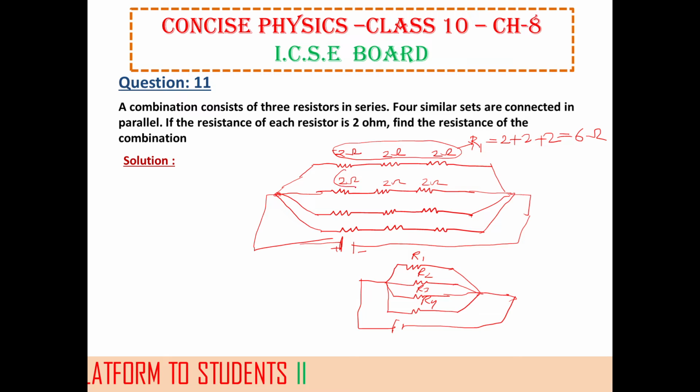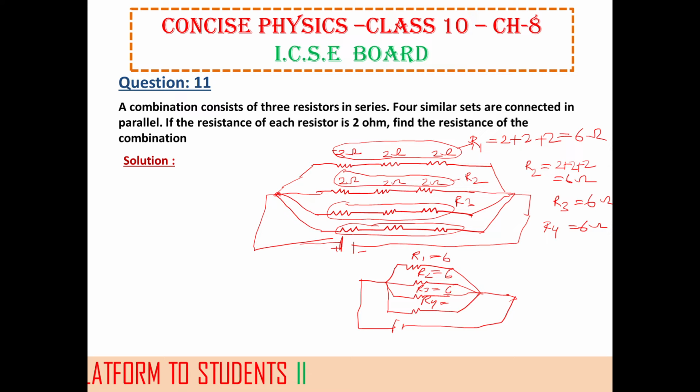Similarly, if I take the equivalent of this as R2, R2 will be equal to 2 plus 2 plus 2 equal to 6. Similarly, the combination of these three is R3, which will again be 6 ohm. Again this R4 will be 6 ohm. So here R1, R2, R3, R4 are all 6 ohm.